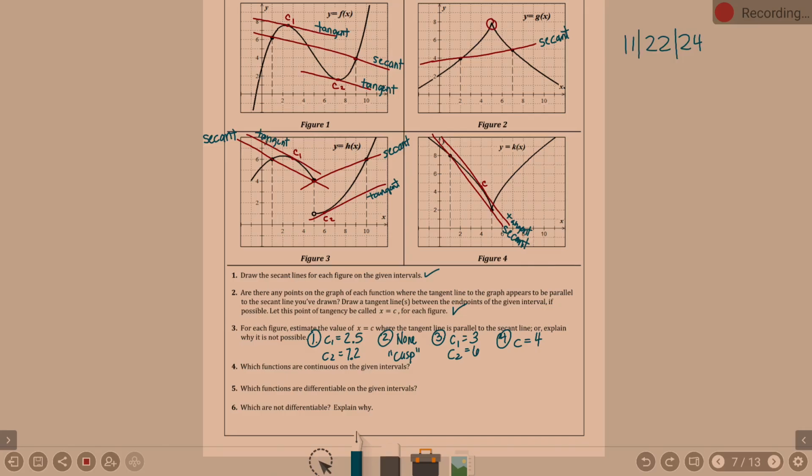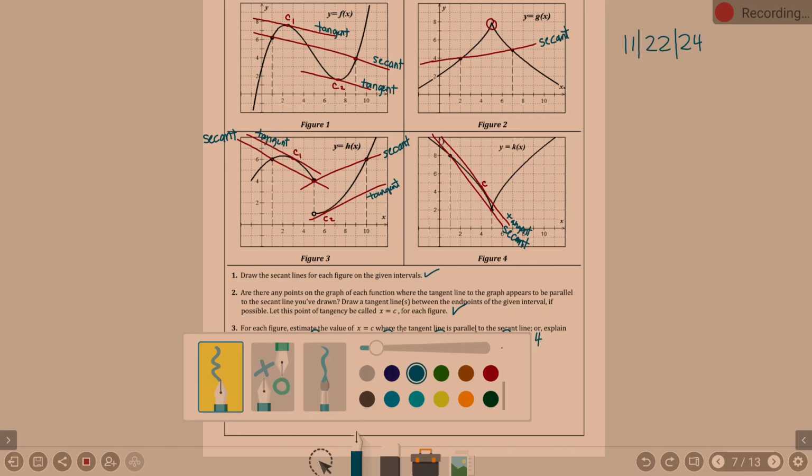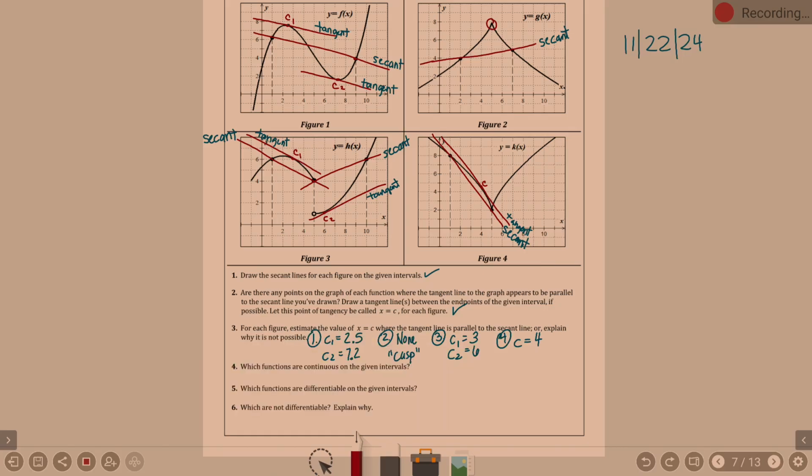Okay. Ready to talk about number 4? Which functions are continuous on the given intervals? Graph 1 is f of x, graph 2 is g of x, graph 3 is h of x, and graph 4 is k of x. So is 1 continuous? Yes, it is. So I'm going to call that f of x. If you want to use 1, that's fine. I don't care.